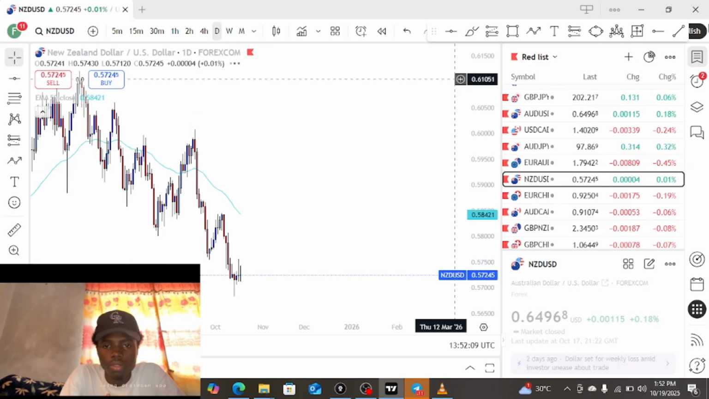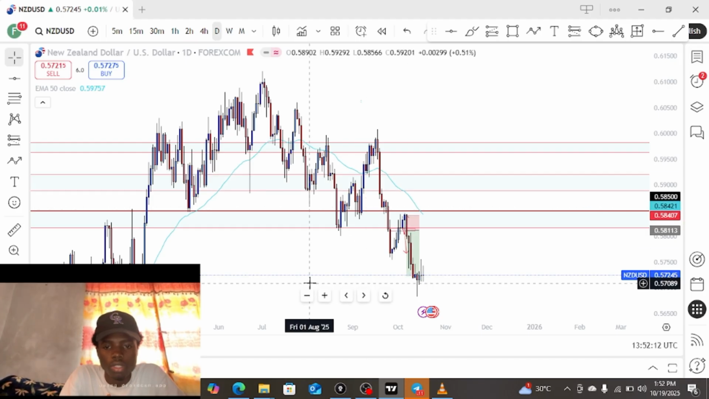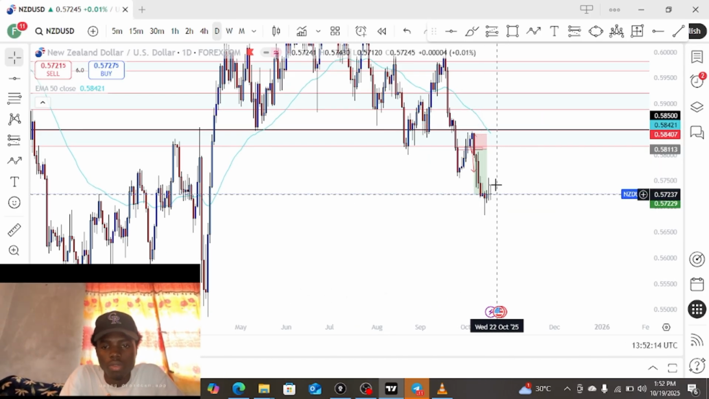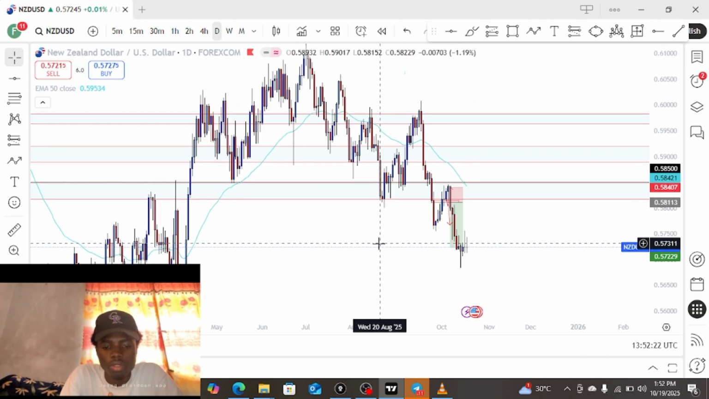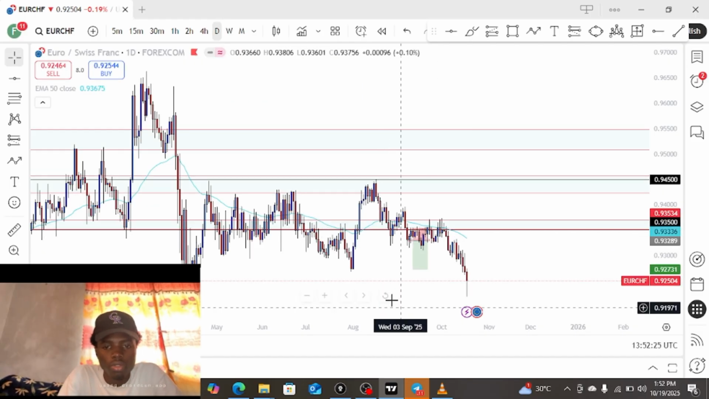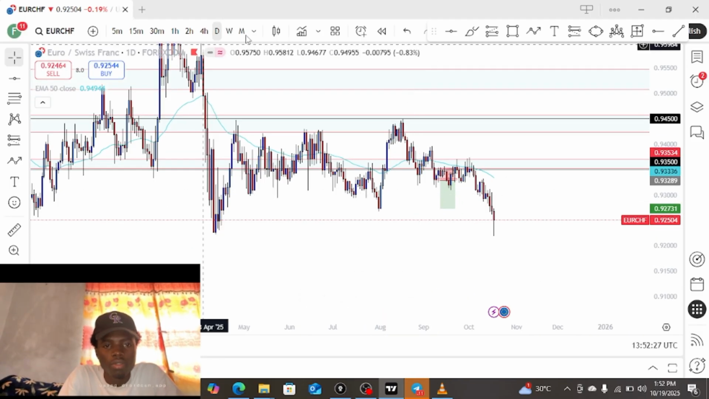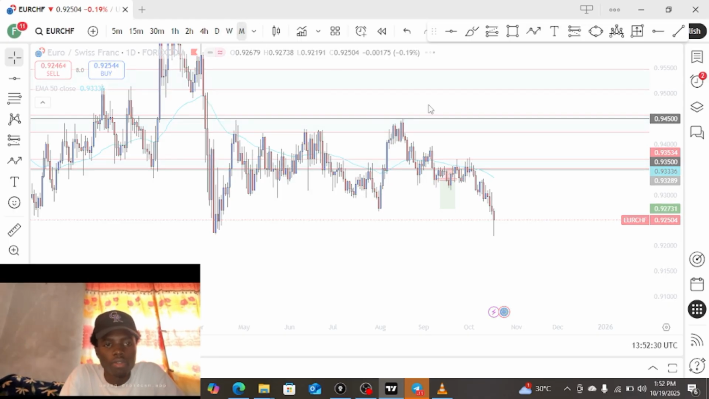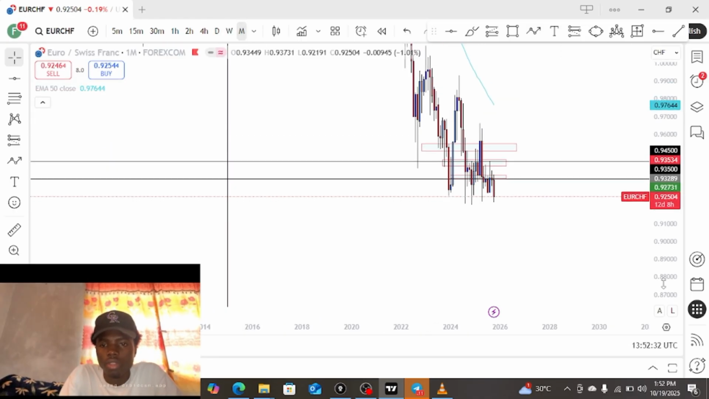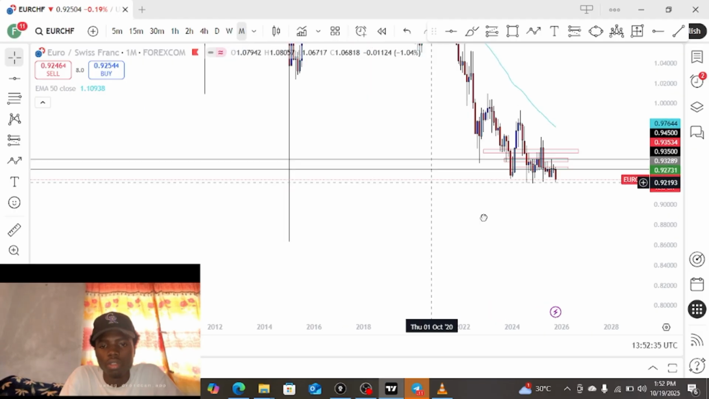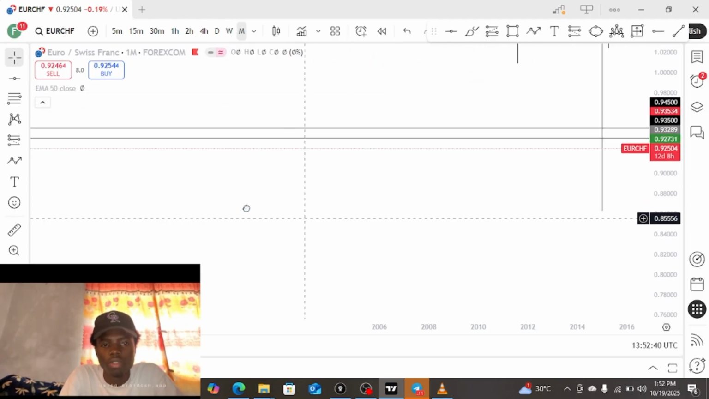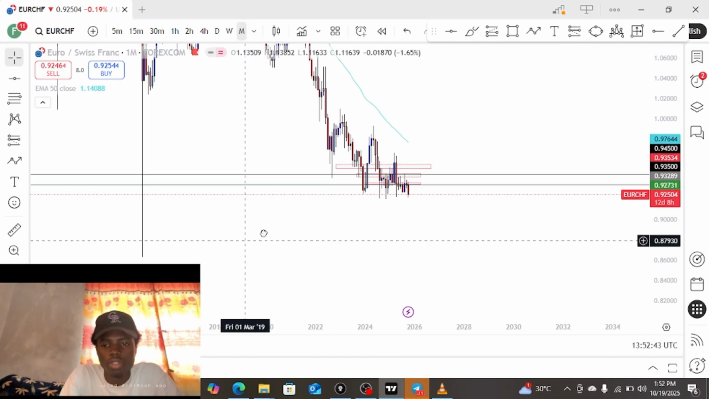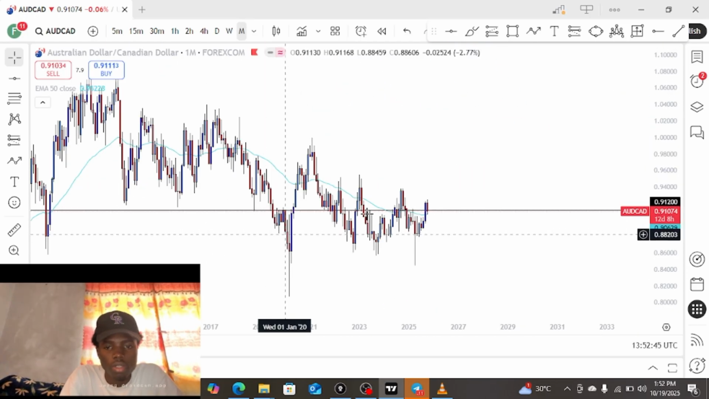NZD USD. NZD USD is not giving me anything. This is lower high. NZD USD has been adjusted, okay. Euro CHF. I don't like the CHF, the Swiss franc pairs, okay. It is at the lowest point it has ever been. That's why I don't want to take this trade. Not interested. AUD card.